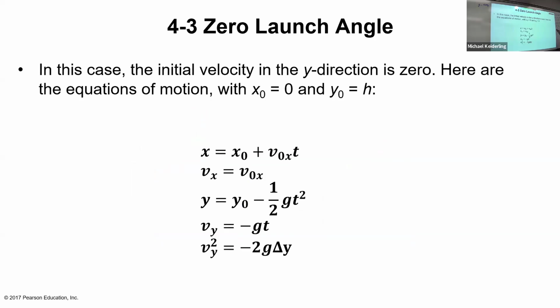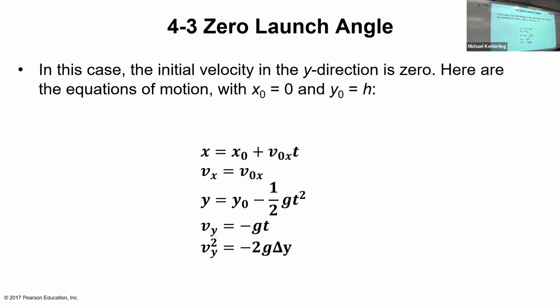So in this case, the initial velocity in the y direction is 0, because we're shooting it horizontally. This would be what would happen if I slid something off the table. You'd be traveling horizontally with some speed. So here are the equations of motion. They simplify even more because initial velocity in the y direction is 0.